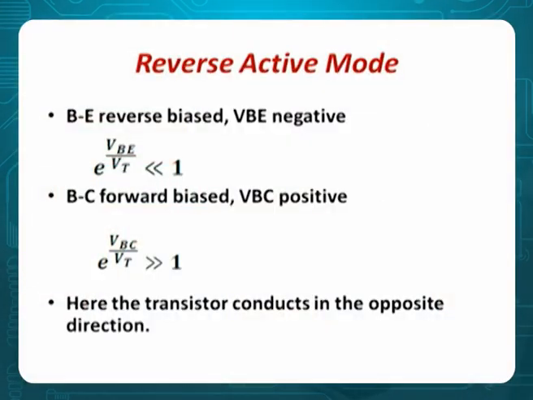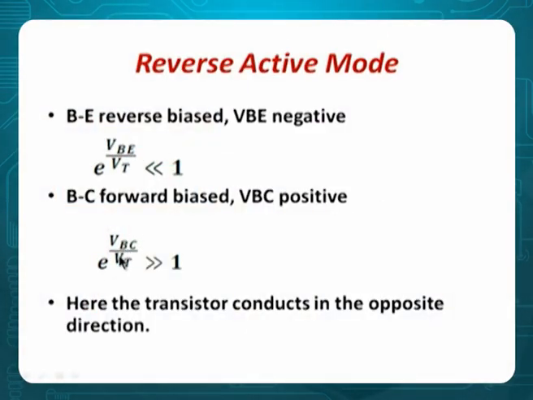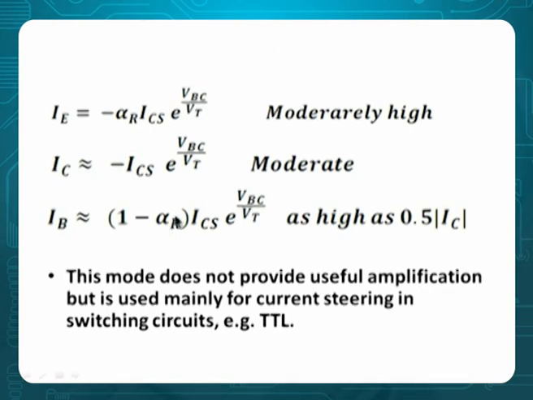Let me take you to the second mode. That's called reverse active mode. What is reverse? Input is reverse and output is forward. It is also called inverse mode. In fact, the transistor is acting as an attenuator. So when you reverse bias, this is neglected. When you forward bias, this is far greater. Just like in the previous mode, it is opposite. So if you take these two and substitute in the previous equations, you will get moderately high, moderate, and then very, very high. This mode does not provide useful amplification, but it is used mainly for current steering in switching circuits.